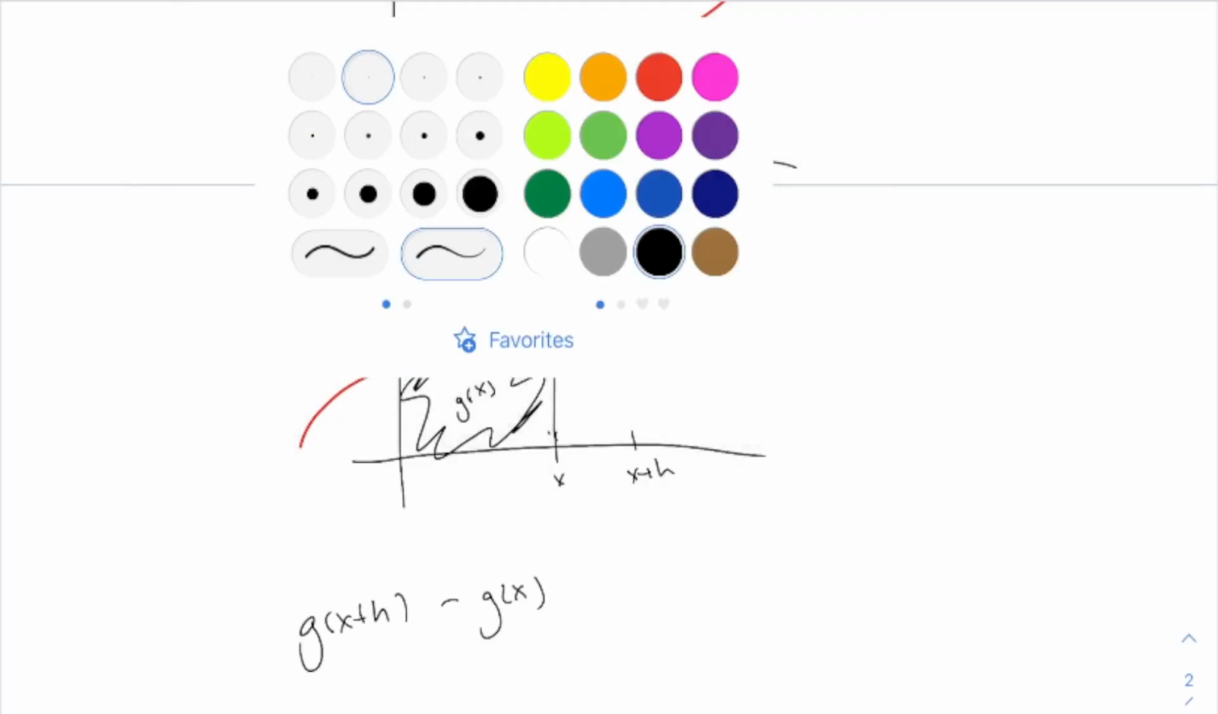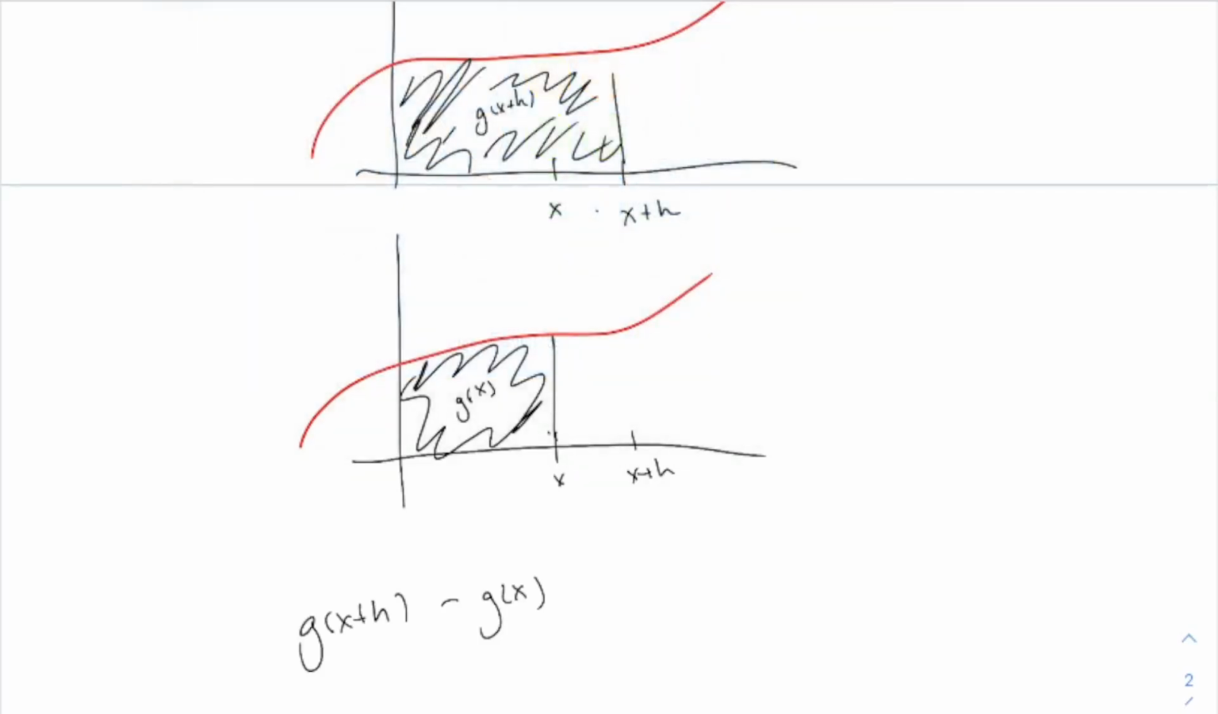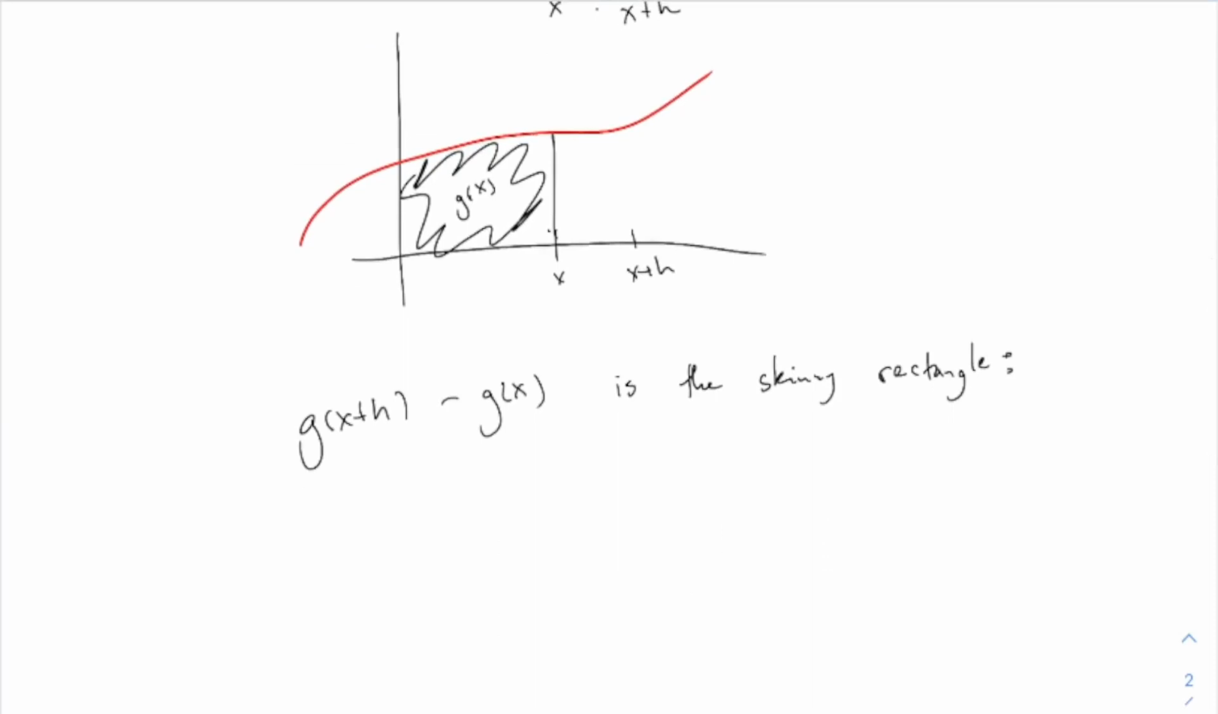It's this much, right? That part is what you get when you subtract the two areas. So this is the skinny rectangle, the blue one. That is the skinny rectangle. All right.